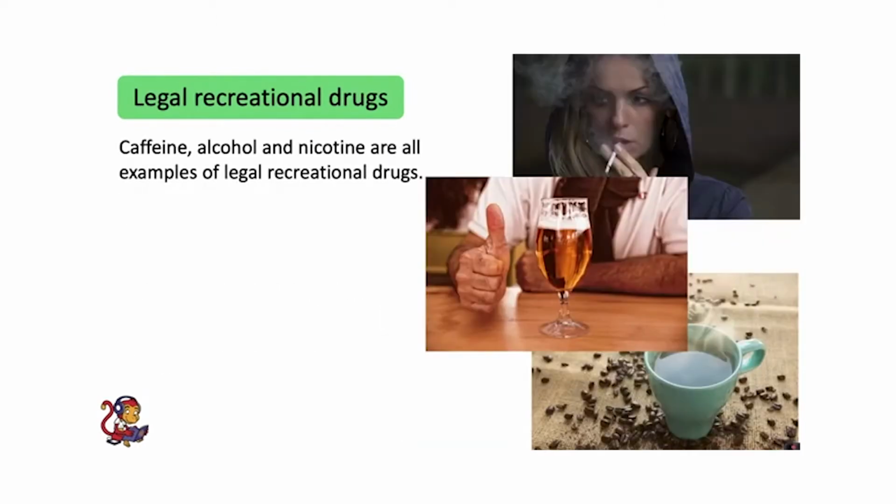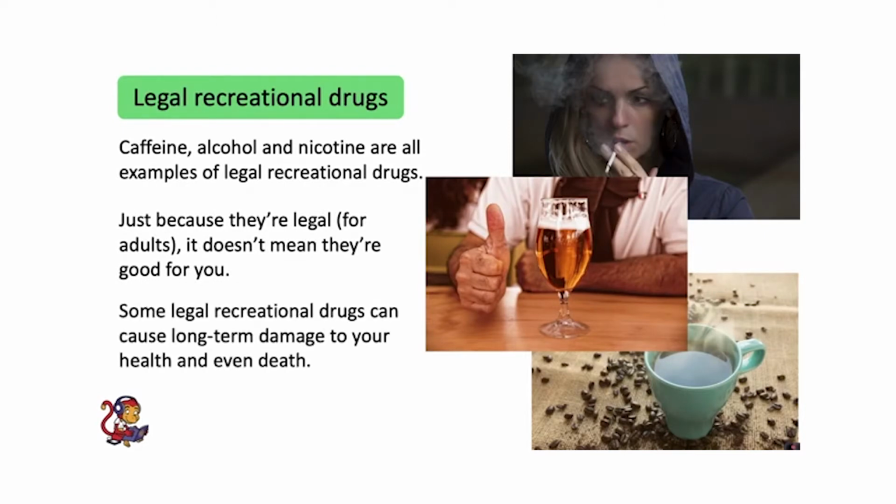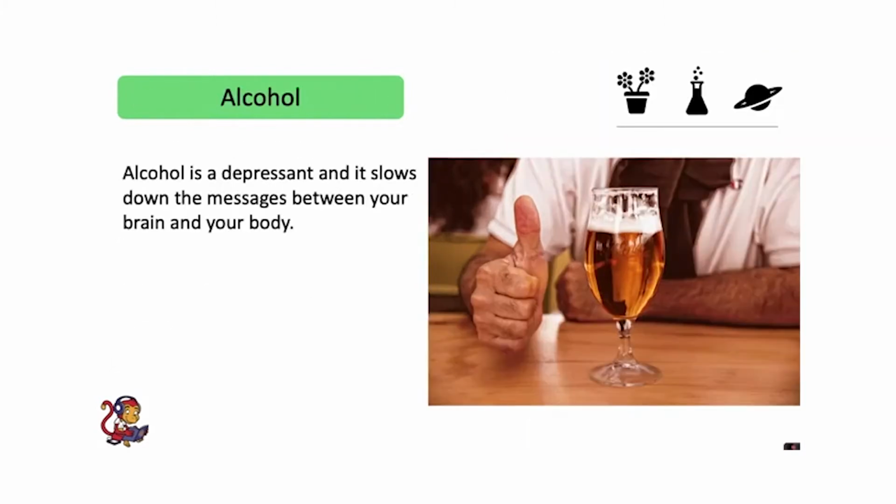Caffeine, alcohol, and nicotine are all examples of legal recreational drugs. But just because they're legal for adults, it doesn't mean they're good for you. Some legal recreational drugs can cause long-term damage to your health and even death. Alcohol is a depressant, and it slows down the messages between your brain and your body. The main chemical in alcohol is called ethanol.